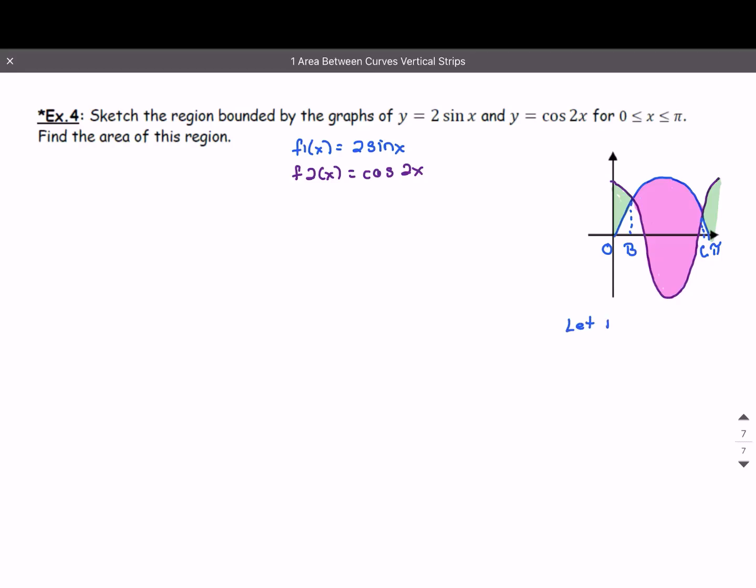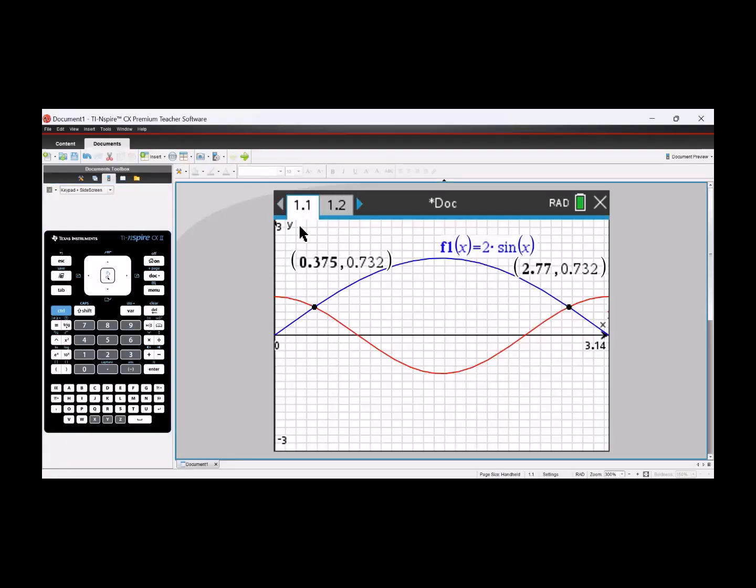Okay, so you should have your picture drawn, and we're going to write down those points of intersection. We're going to let B equal 0.3747344. I ran out of space. And we're going to let C equal 2.7668582208... So, our area. When you look at the graph, first the cosine curve is on top and the sine curve is on bottom. Then the sine curve is on top and the cosine curve is on bottom. And then the cosine. So we're going to need 3 integrals.